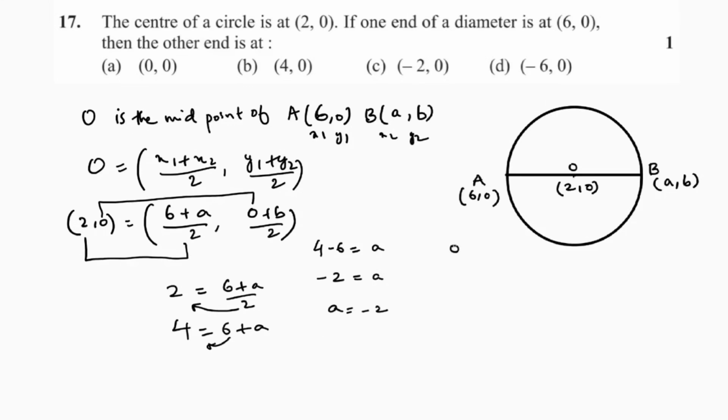Now if I equate the ordinate, 0 equals (0 plus B) upon 2. 2 times 0 is 0, so 0 equals B, B equals 0. So (A, B) is the other end. The A value is minus 2, B is 0. So the correct option is C.